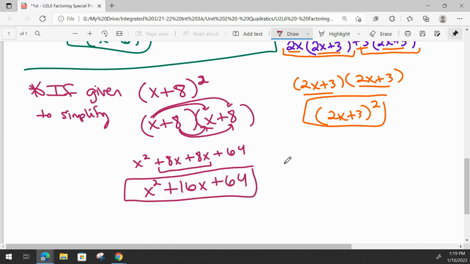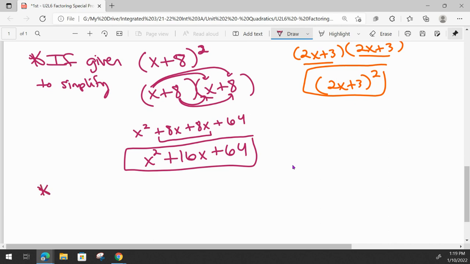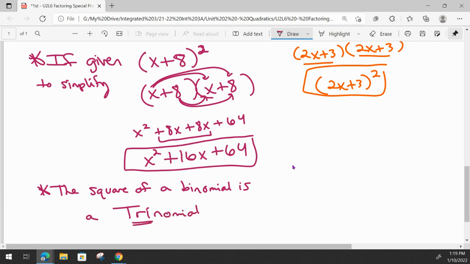So one thing that I typically will say over and over and again is the square of a binomial is a trinomial. So if you're squaring a binomial, so you have a binomial squared, it will always equal a trinomial. If you don't have three terms, then you don't have the right product.